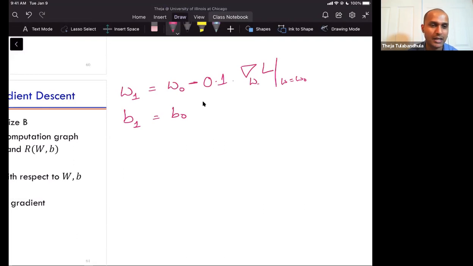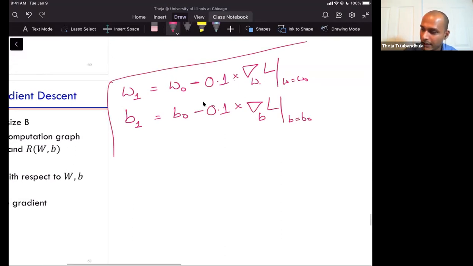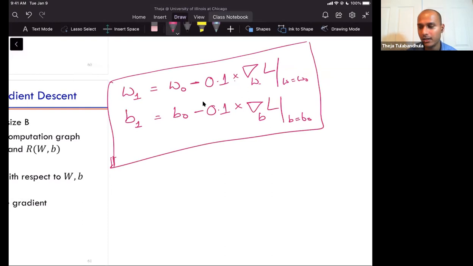We just talked about the parabolic, the squared example to say that gradient depends on where you're evaluating it. Similarly, for B it will be something like this: 0.1 times the gradient of loss with respect to B, evaluated at whatever the B value was. Okay, so this is essentially the core of many optimization schemes that you can employ for training neural network models.